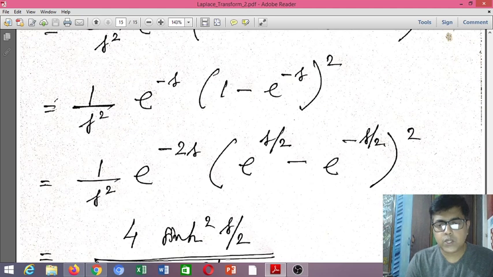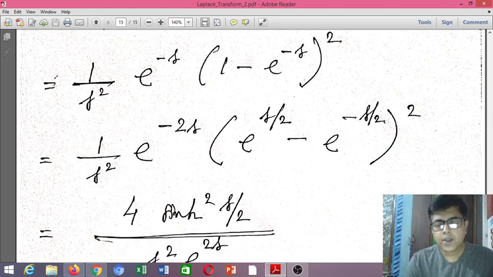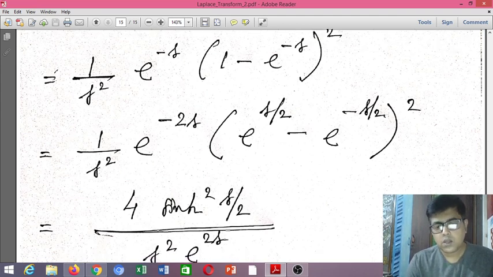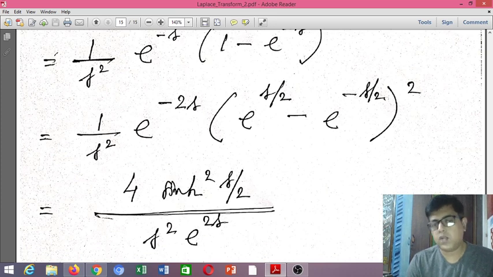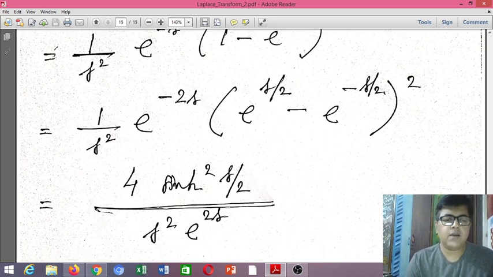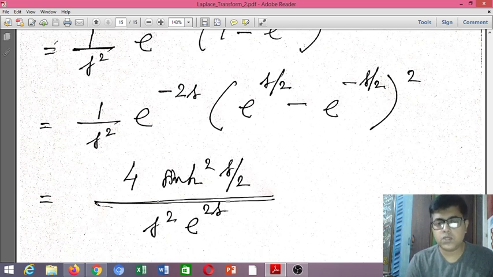Now e to the power s by 2 minus e to the power minus s by 2 can be written as 2 sine hyperbolic s by 2. So I replace it by 2 sine hyperbolic s by 2. Since it's square, it becomes 4 sine hyperbolic square s by 2, divided by s square into e to the power 2s. So that is the final answer of this particular question: 4 sine hyperbolic square s by 2 by s square into e to the power 2s.